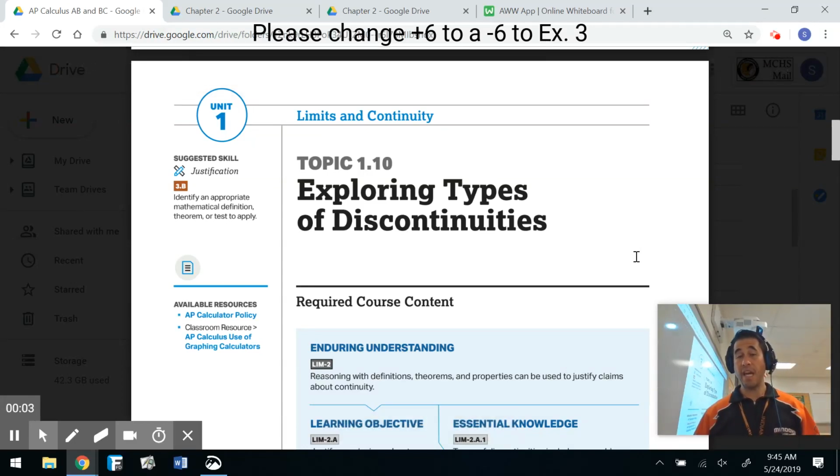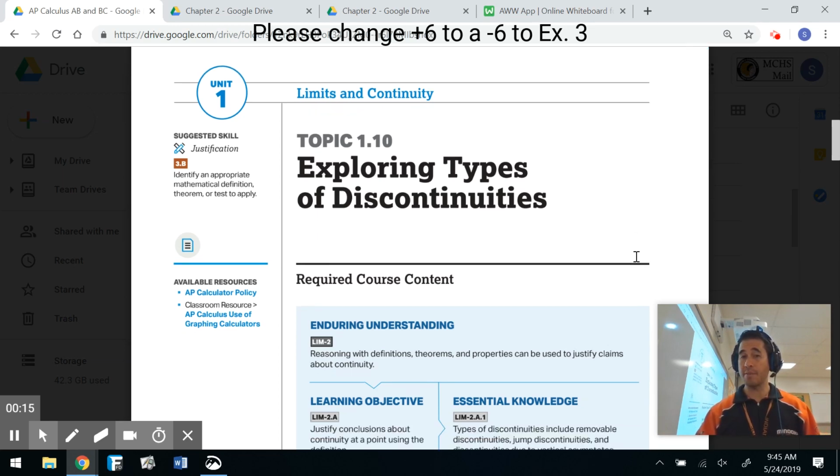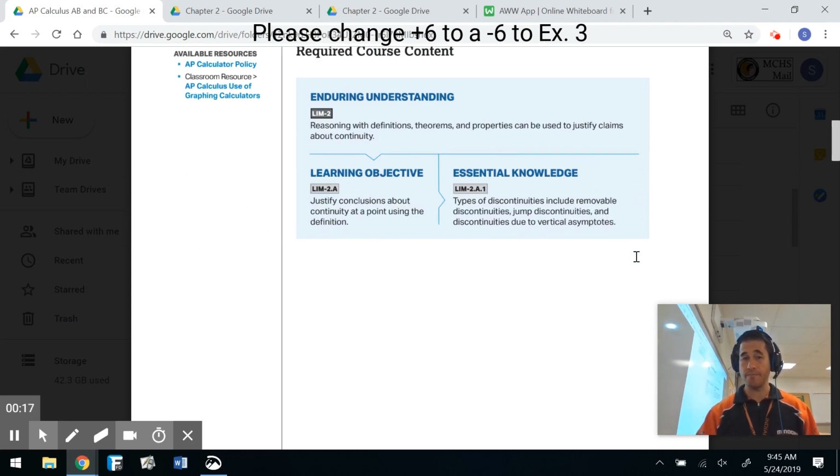Continuity, one of my favorite topics in AP Calc, and we get started right here in section 2.3 when we explore continuity. In terms of the AP exam, the topics that we are going to look at are 1.10, exploring types of discontinuities. There's your understanding, objective, and knowledge.